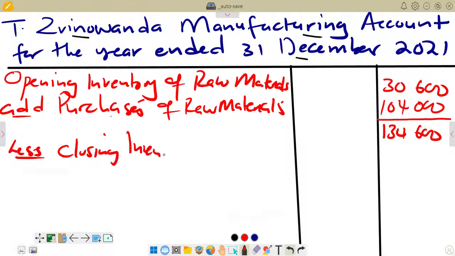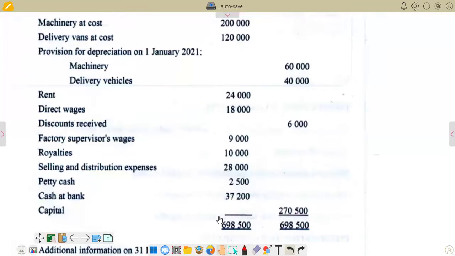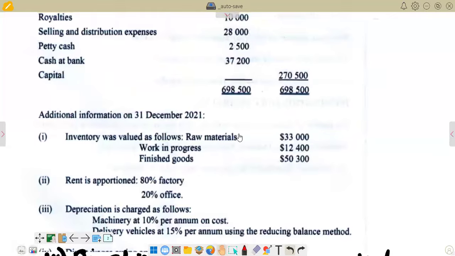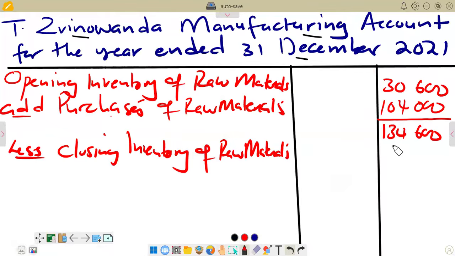You can get that figure in the additional information. Remember, the figures for our closing inventory, we get it in the additional information. So we can go down to check what we have in terms of our closing inventory. For raw materials, we've got 33,000. If you come here, you see that we have got 33,000. So we are saying 33,000. And remember, we are saying less, so we are subtracting. So we'll show it in brackets. So this is what we have.